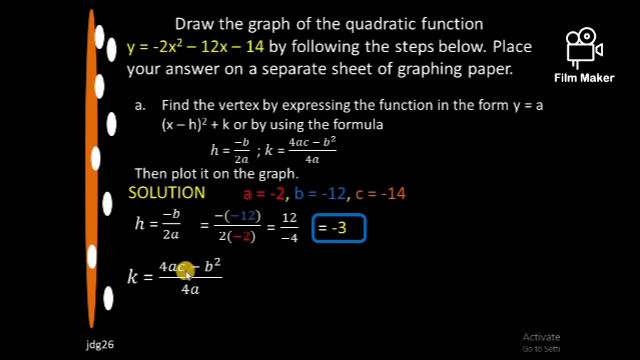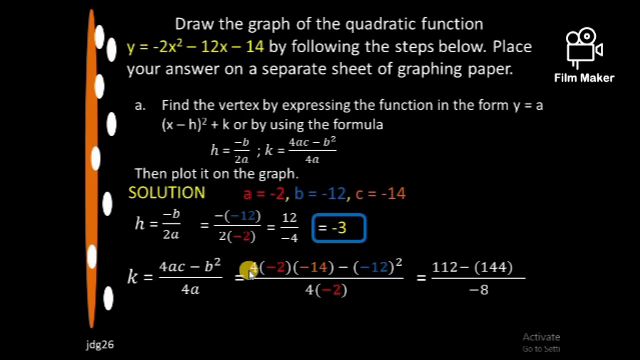Now, let's have the value of k. 4ac minus b squared over 4a. Substitute lang po lahat ng given. We have 4 times negative 2. C is negative 14. Then, minus sign. B is negative 12. Sa denominator, 4a is negative 2.